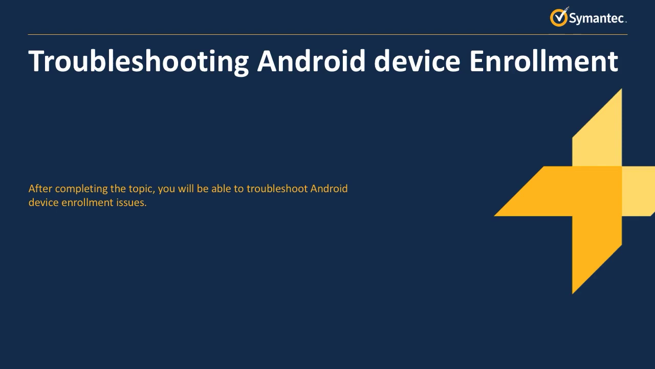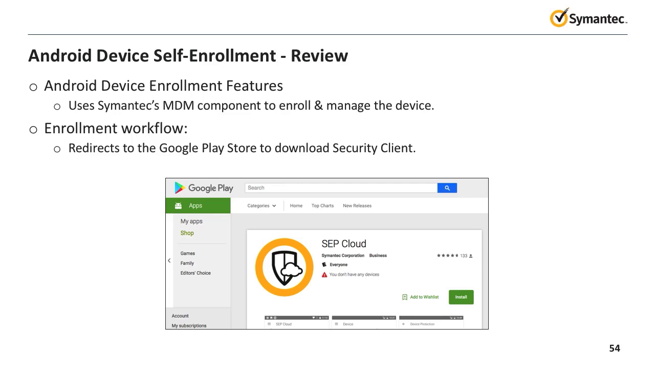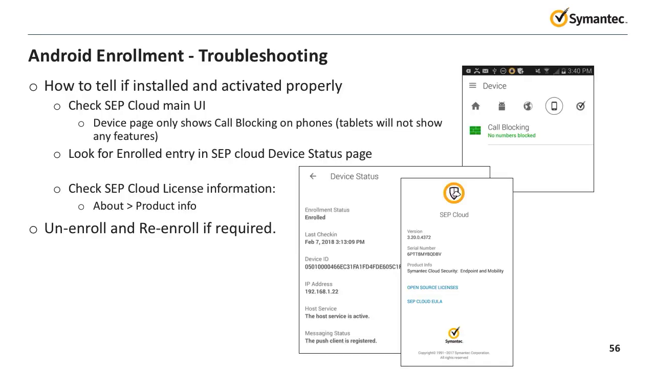This is the Troubleshooting Android Device Enrollment topic. After completing the topic, you will be able to troubleshoot Android device enrollment issues. Android devices also have their own unique process which must be followed for successful enrollment. For management of Android, SEP Cloud requires the installation of the SEP Cloud client, which is downloaded from the Google Play Store. The security client is used to enroll and manage the device and is responsible for threat protection functionality on Android. How can you tell if SEP Cloud has installed correctly?